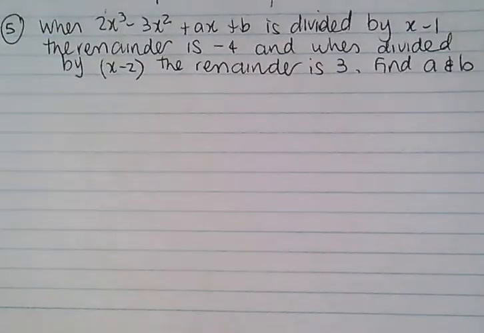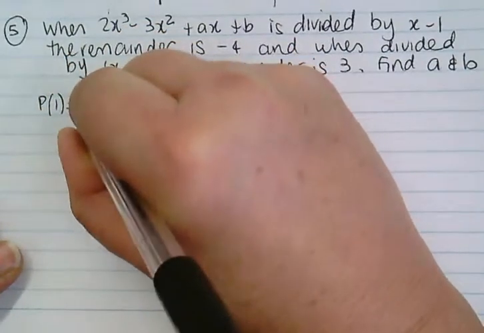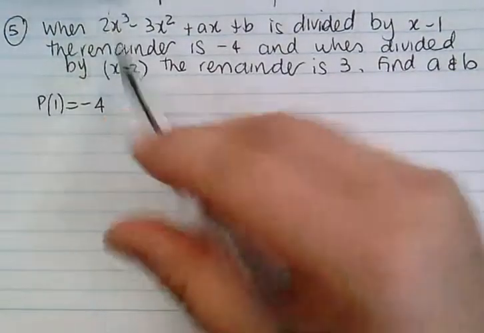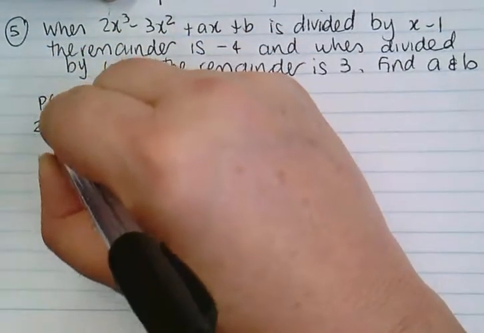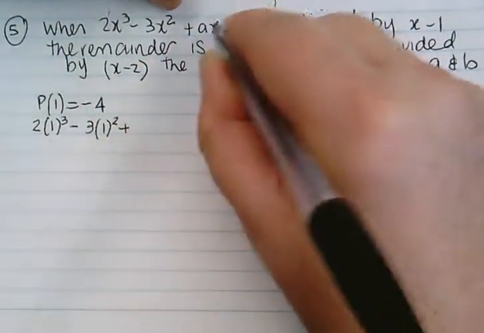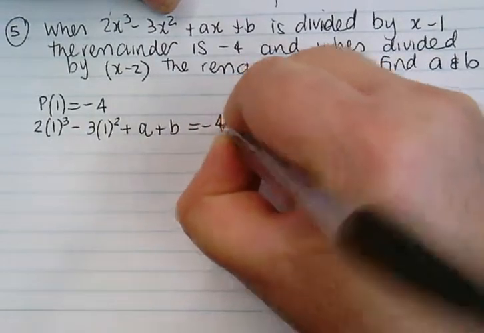2x cubed minus 3x squared plus ax plus b is divided by x minus 1. The remainder is negative 4. And when it's divided by x minus 2, the remainder is 3. So if we do P of 1, we should get negative 4. Let's do that now. P of 1 is 2 times 1 cubed minus 3 times 1 squared plus 1a, which is just a, plus b is negative 4.